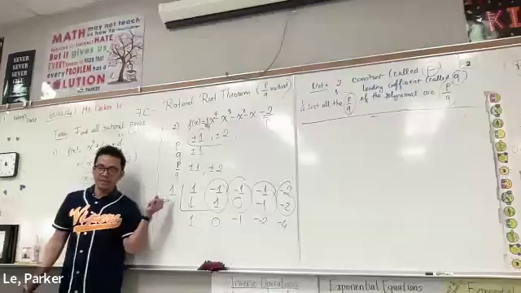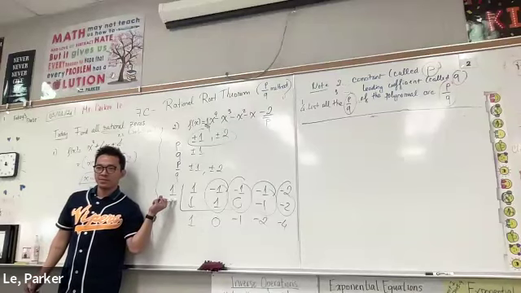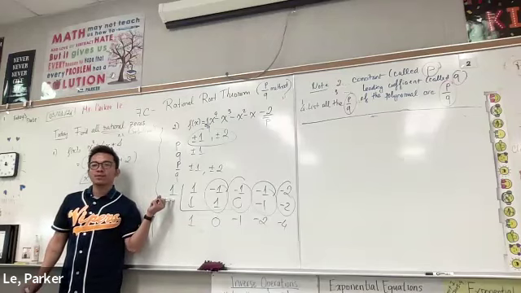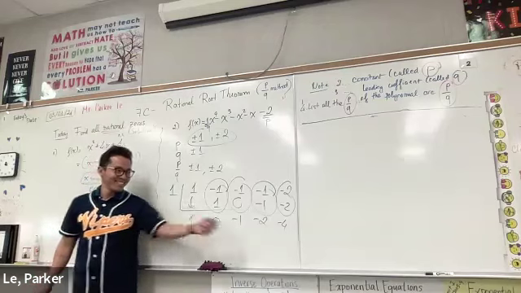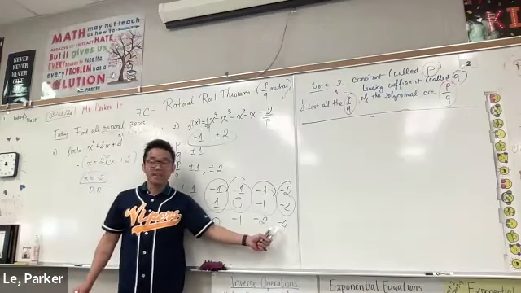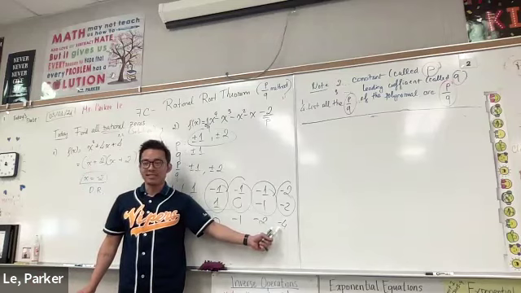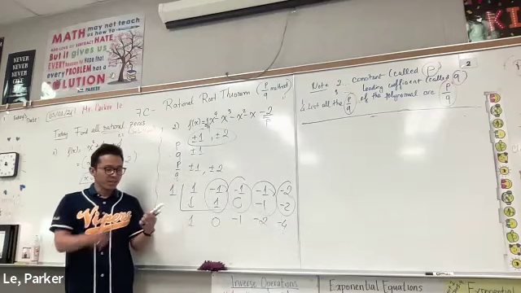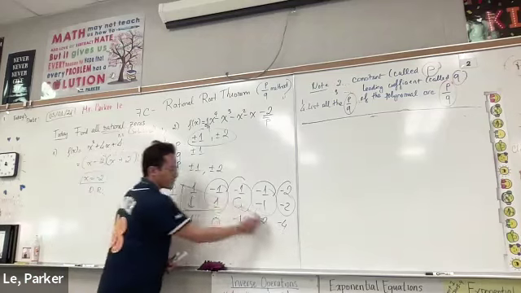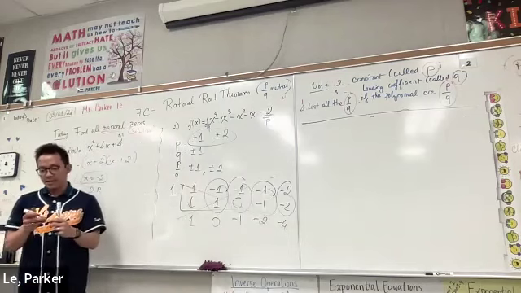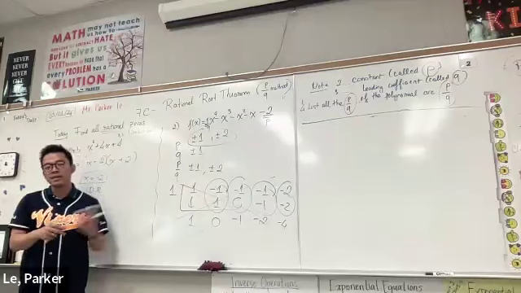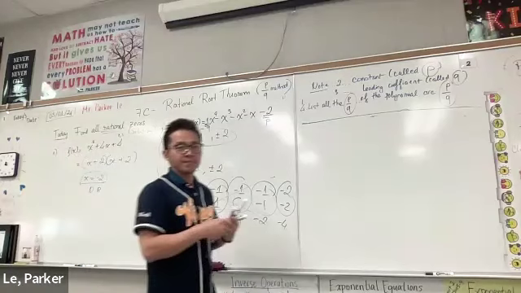But is 1 the solution? No. How do you know? Because the remainder is not 0. Only when the remainder is 0 is this a solution. So this is not a solution, okay? Don't erase it, because along the way you might forget what number you already tried. So keep it as a receipt, okay?